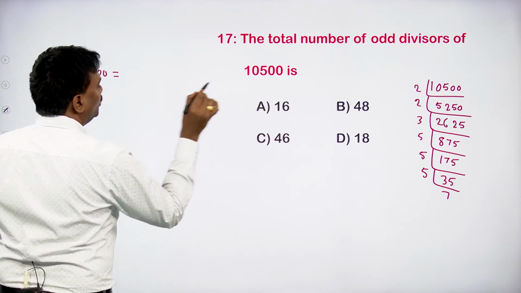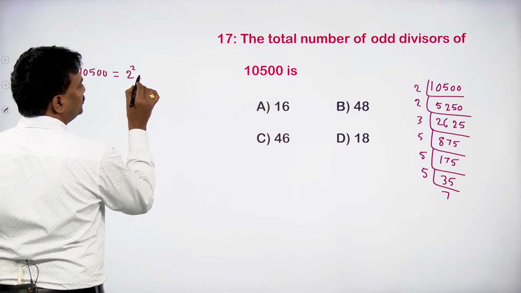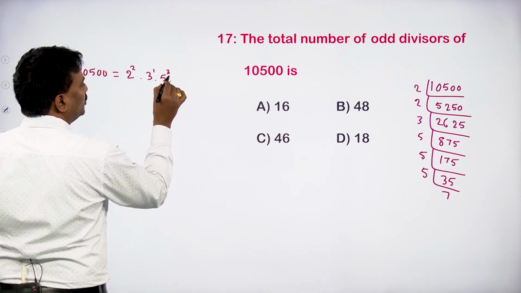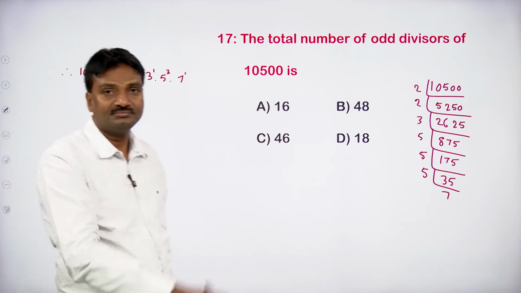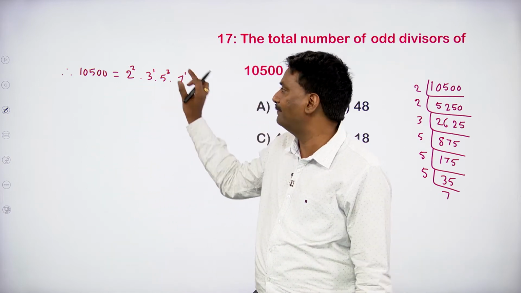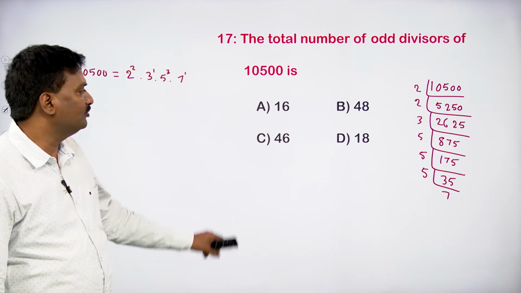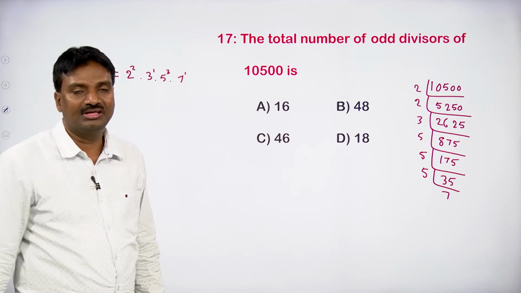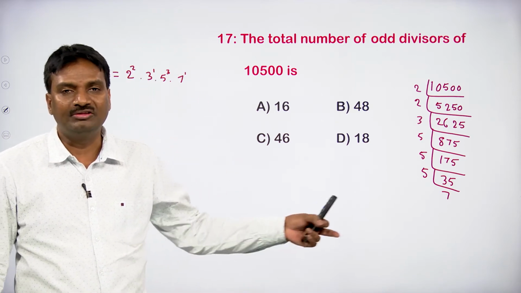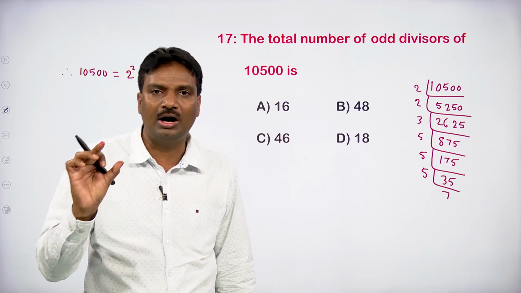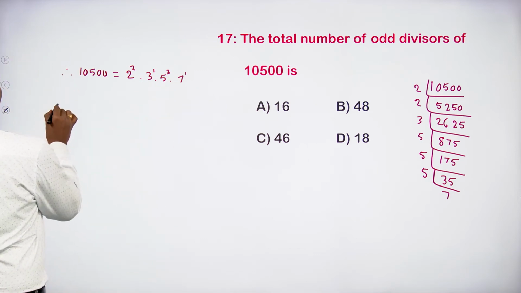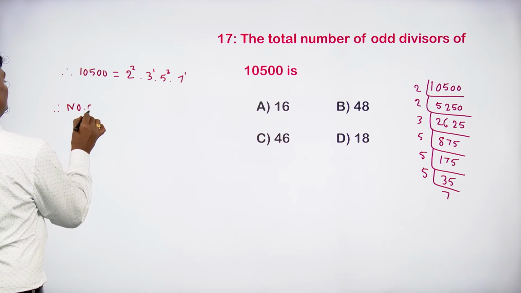So 10,500 equals 2 squared into 3 power 1 into 5 cubed into 7 power 1. We can express 10,500 as the product of prime numbers like this. Now according to the problem we have to find the number of odd divisors. The number of odd divisors formula is, leaving out the power of 2, q plus 1 into r plus 1 into s plus 1 and so on. So we can take 1 plus 1 into 3 plus 1 into 1 plus 1.